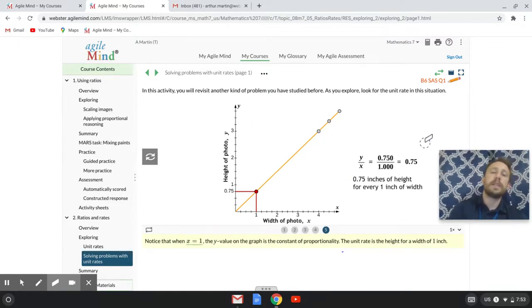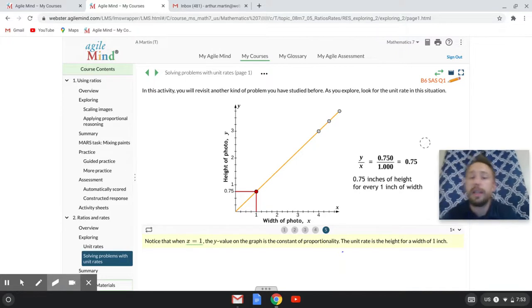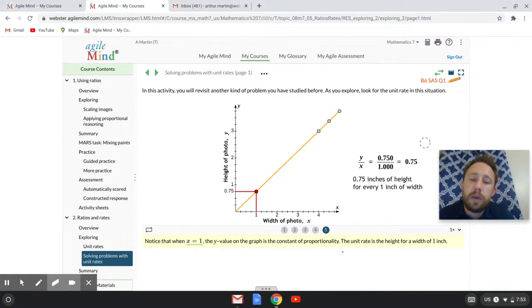So looking at this, it says in the activity, we're going to revisit another kind of problem that we've studied before. As you explore, look for the unit rate in this situation. That was what it wanted us to do at the very beginning. So remember, to find the unit rate, one part of the ratio has to be compared to 1. In this case, we found the unit rate by doing y divided by x. So what we should understand is that the unit rate is equal to the constant of proportionality.